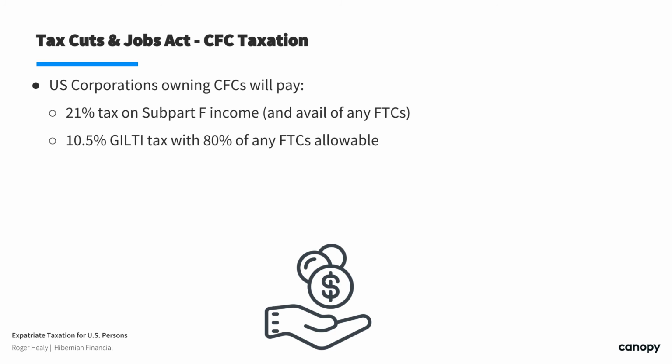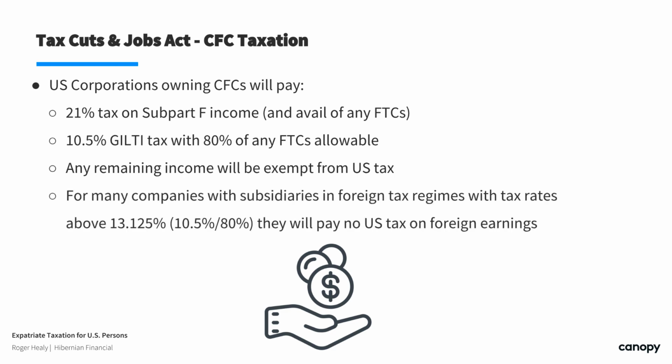Any remaining income will be fully exempt from U.S. tax. For many companies with subsidiaries in foreign tax regimes, with tax rates above 13.125%, or where the 80% of the allowable foreign tax credits will cover the 10.5% GILTI tax, they will pay no U.S. tax on foreign earnings.